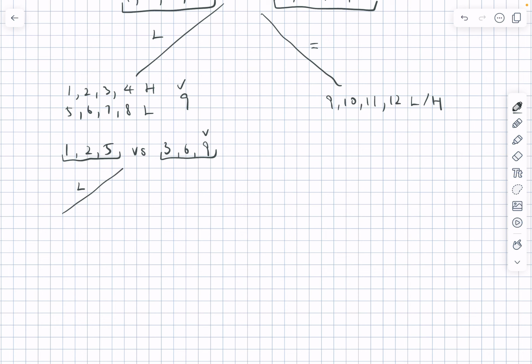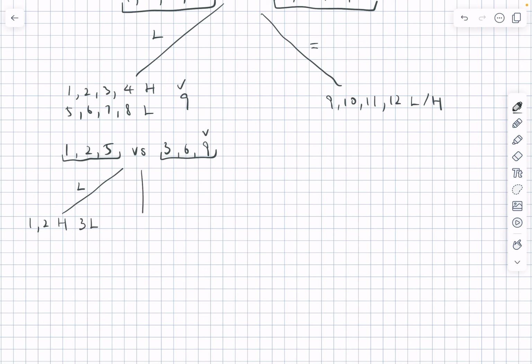So what does that mean? That means either 1 or 2 is heavier. 5 can't be heavier because we know 5 is in the lighter group. 5 is guaranteed to be a lighter ball or a neutral ball. So we know either 1 or 2 is heavier, or it's possible that 3 is lighter.